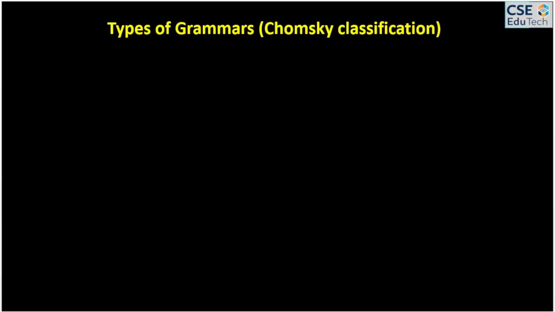Hello. In this lecture, we'll discuss types of grammars, that is the Chomsky classification. There are basically type 0, then type 1, then type 2, and type 3 grammars. So, we'll discuss type 0, type 1, type 2, and type 3 grammars.